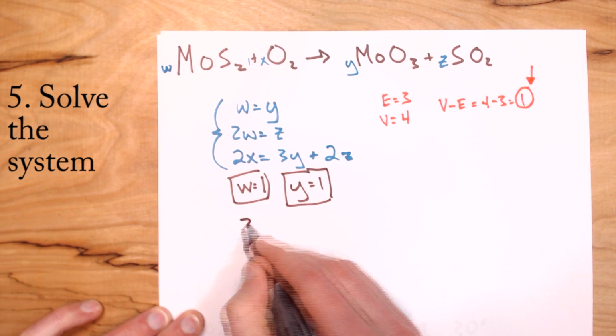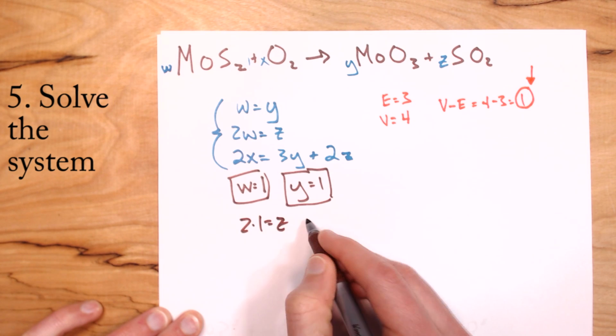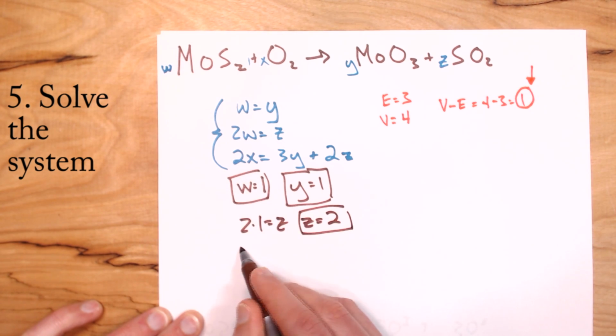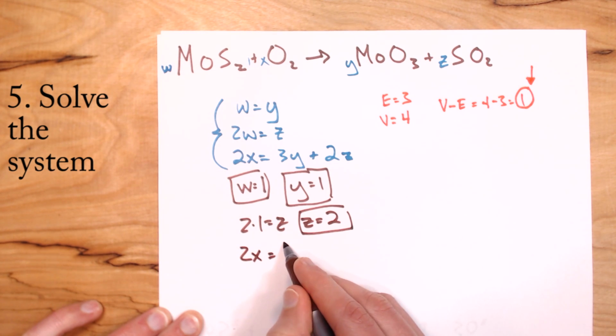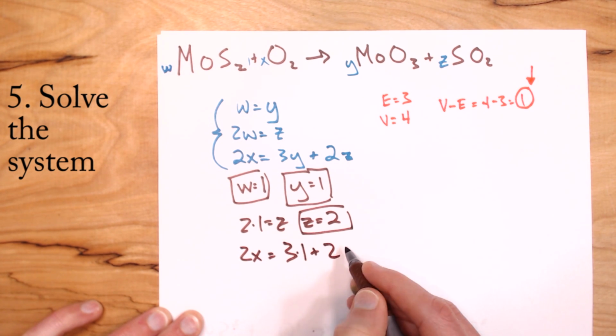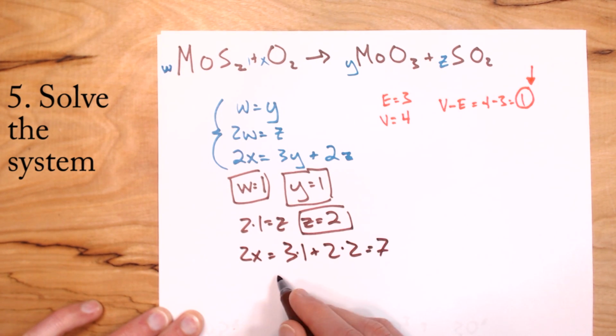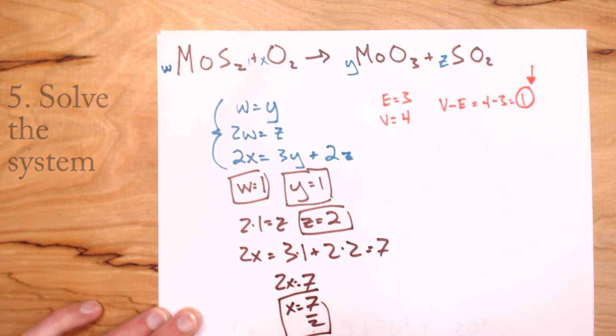Now 2W, so 2 times 1 equals Z. So Z must equal 2. And finally, 2X equals 3 times 1 plus 2 times 2, so that's 7. So we can say 2X equals 7. So X must equal 7/2.